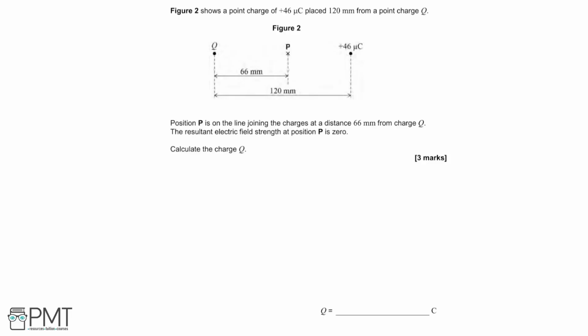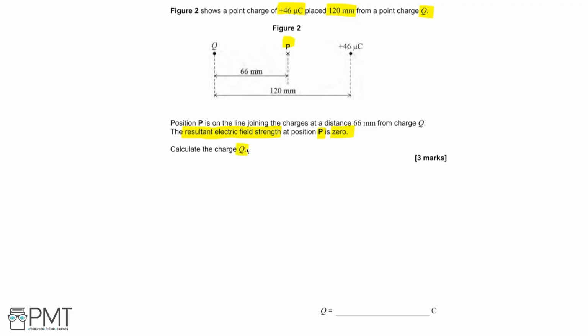The next part of the question says, Figure 2 shows a point charge of plus 46 microcoulombs placed 120 millimeters from a point charge Q of unknown charge. Point P is on the line joining the charges at a distance 66 millimeters from the charge Q. The resultant electric field strength at position P is 0.